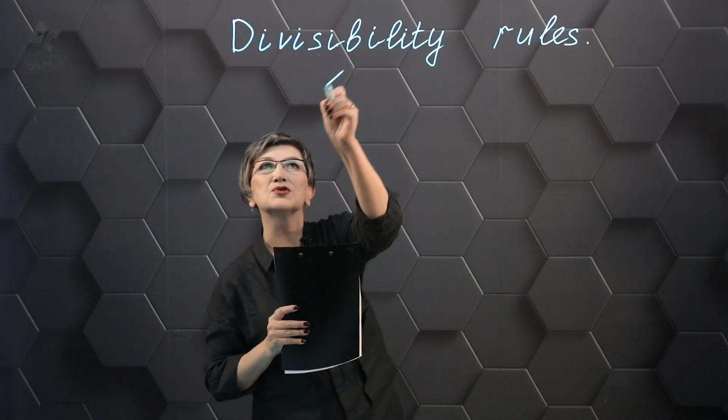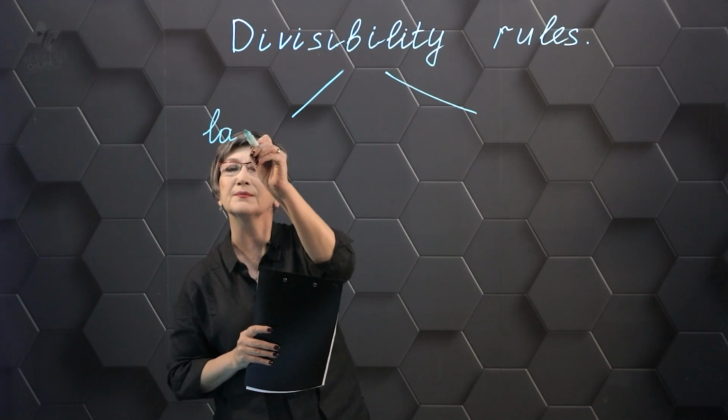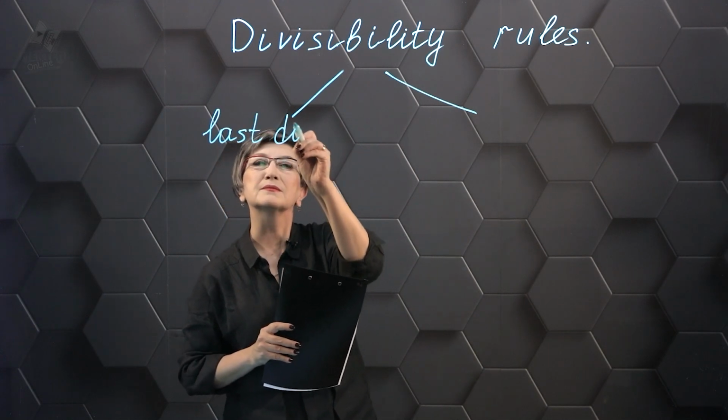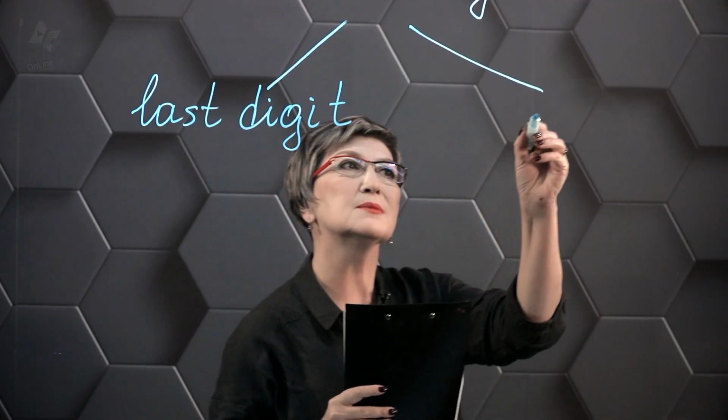We will divide the application of signs of divisibility into two types. To determine divisibility, we begin by examining the final digit. And for the second kind of divisibility rules, we're going to apply some kind of algorithm. So, in the first case, we'll be talking about the last digit. And in the second case, we're going to apply rules.